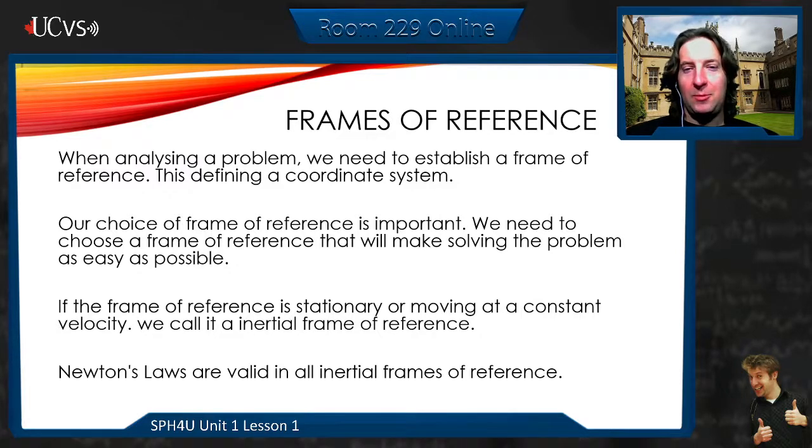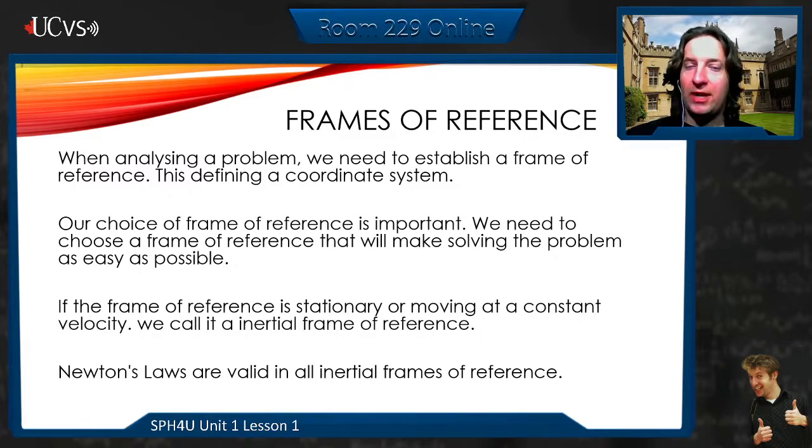So anytime we have a frame of reference that isn't moving or is moving at a constant rate of speed, we call that inertial. So an inertial frame of reference is a frame of reference that is stationary or is moving with a constant velocity. And what's amazing about Newton's laws is that it doesn't matter what the frame of reference we have. All of Newton's laws are valid in all inertial frames of reference.